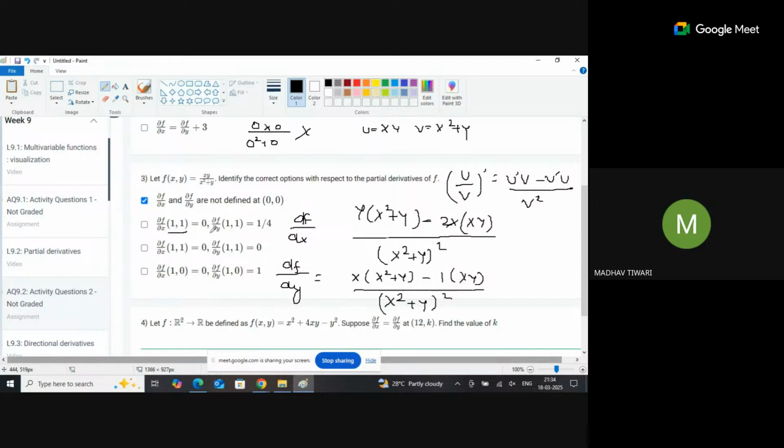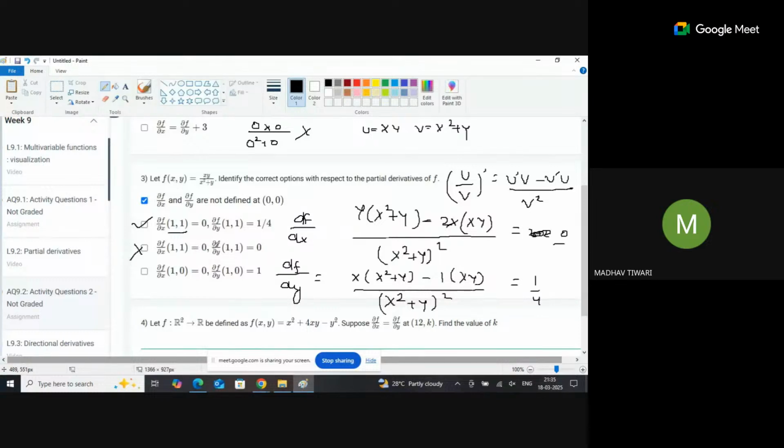If I put 1 comma 1 here, what I will get from my first equation, it will be 2 minus 2, so it will be 0. Here if I put 1 1, it will be 1 1 plus 1, 2, and minus 1, it will be equal to 1 by 1 square plus 1, whole square, it will be 4. So its value is 0 and its value is 1 by 4. So this is correct. This is wrong.